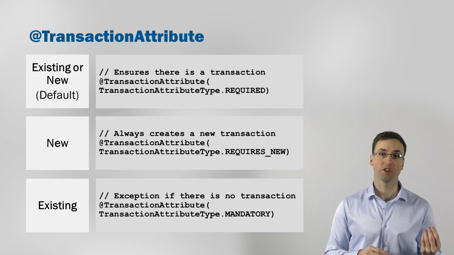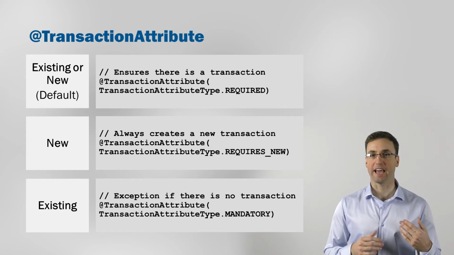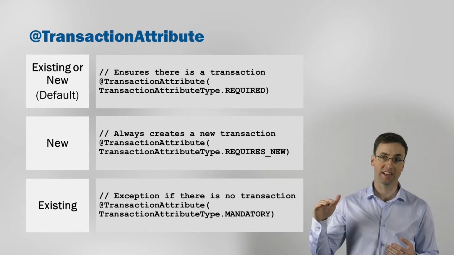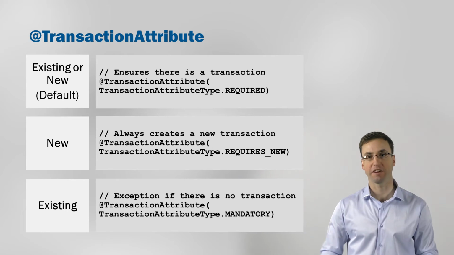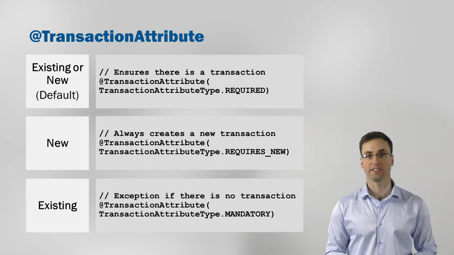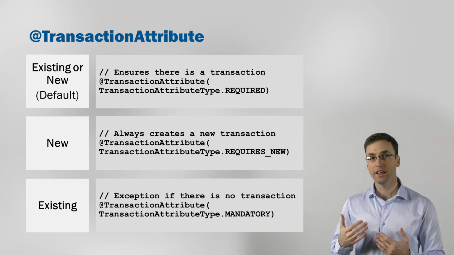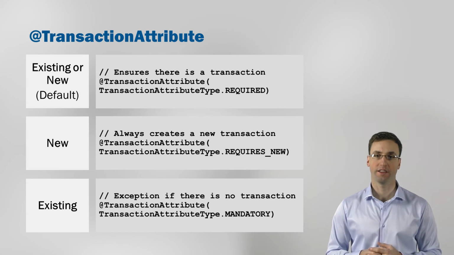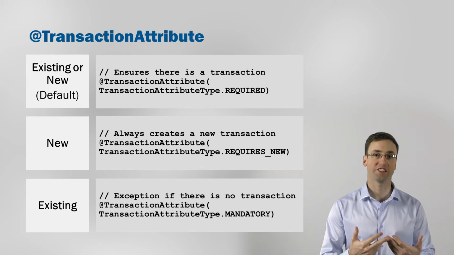The transaction attribute configures the behavior of container managed transactions. You can use this at the top of the class file, in which case it applies to every method in the class, or you can individually set it on every method in the class. There are 6 possible values. Here are the first 3. These are used when your code needs a transaction to run.